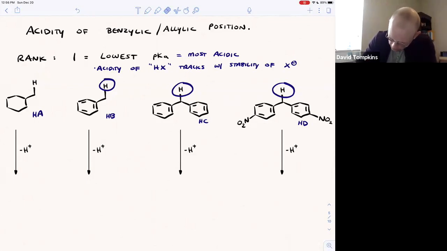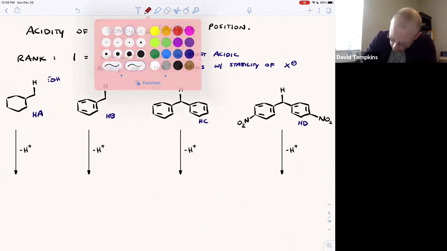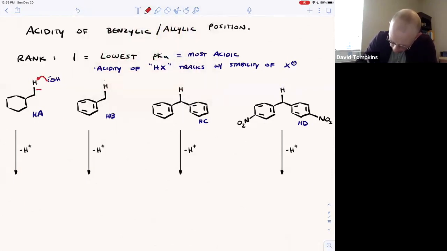So if some base is to come in and deprotonate each of these, let's say, for example, it's just the typical base like hydroxide, then the mechanism for deprotonation looks like this, where the CH sigma electron density is going to land on this primary carbon in the form of a lone pair.